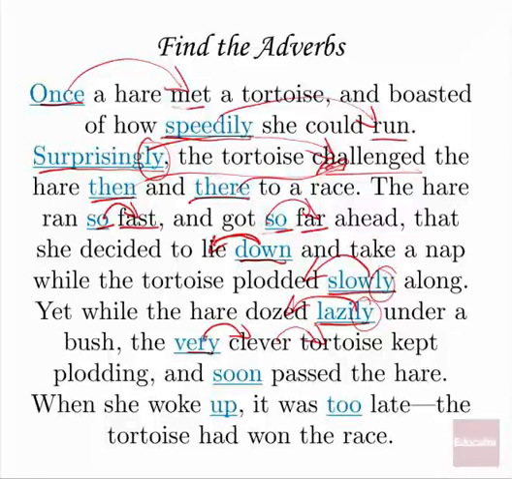Kept plodding and soon passed the hare. When did it do the passing? Soon. When she woke up, it was too late. How late was it? Too late. The tortoise had won the race.